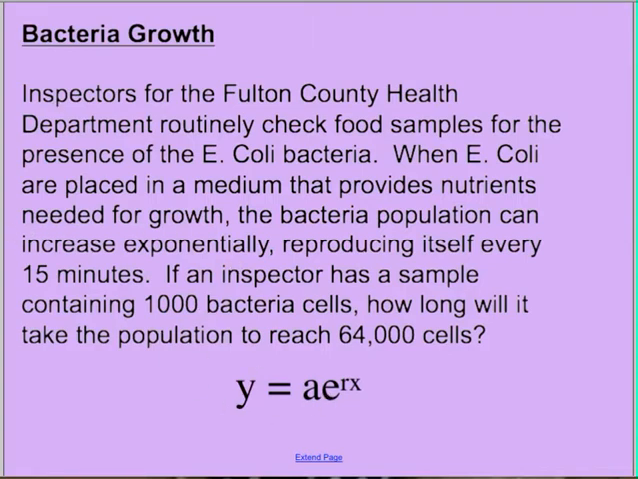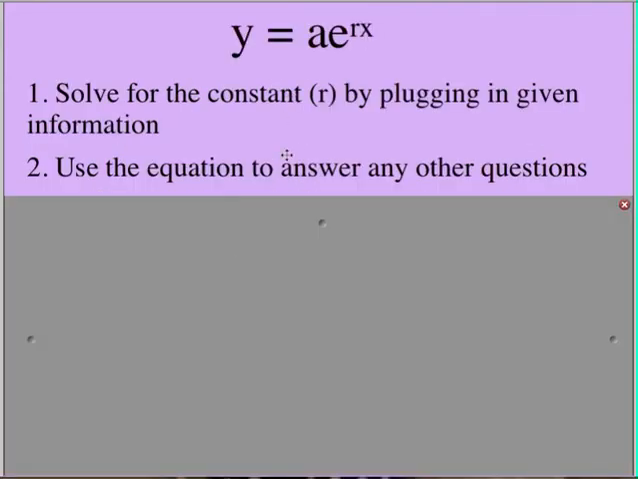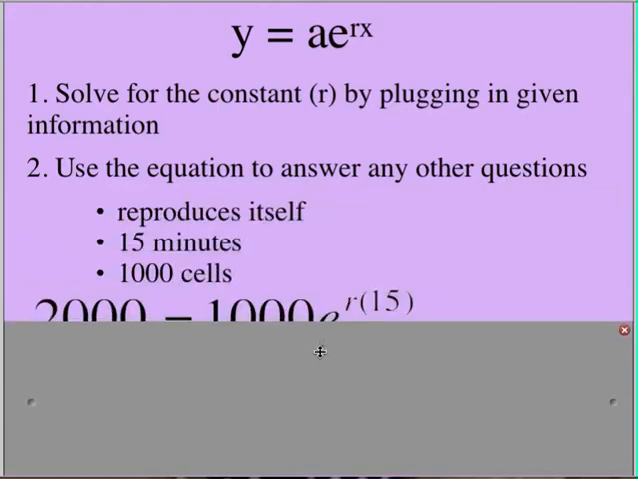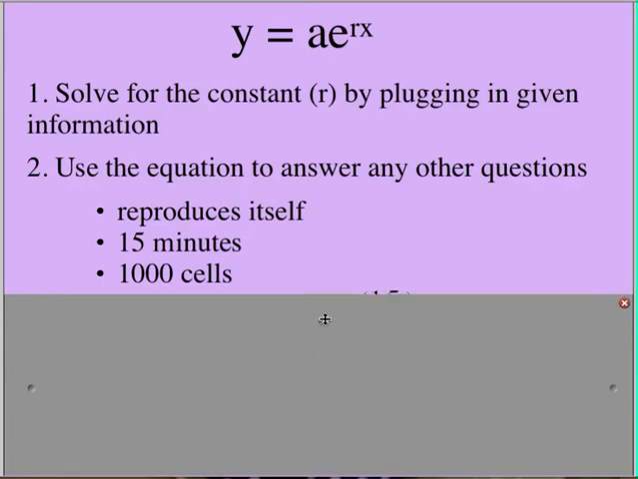A couple things that you need to do before you can answer the question is that you have to solve for any constants that are in the equation. And so for this one, since r is the constant, we're going to solve for that by plugging in the information that we're given. And then once we have that equation, we'll use it to answer any other questions. So we are given three important bits of information. The fact that the cells reproduce themselves in 15 minutes, and it started with 1,000 cells.